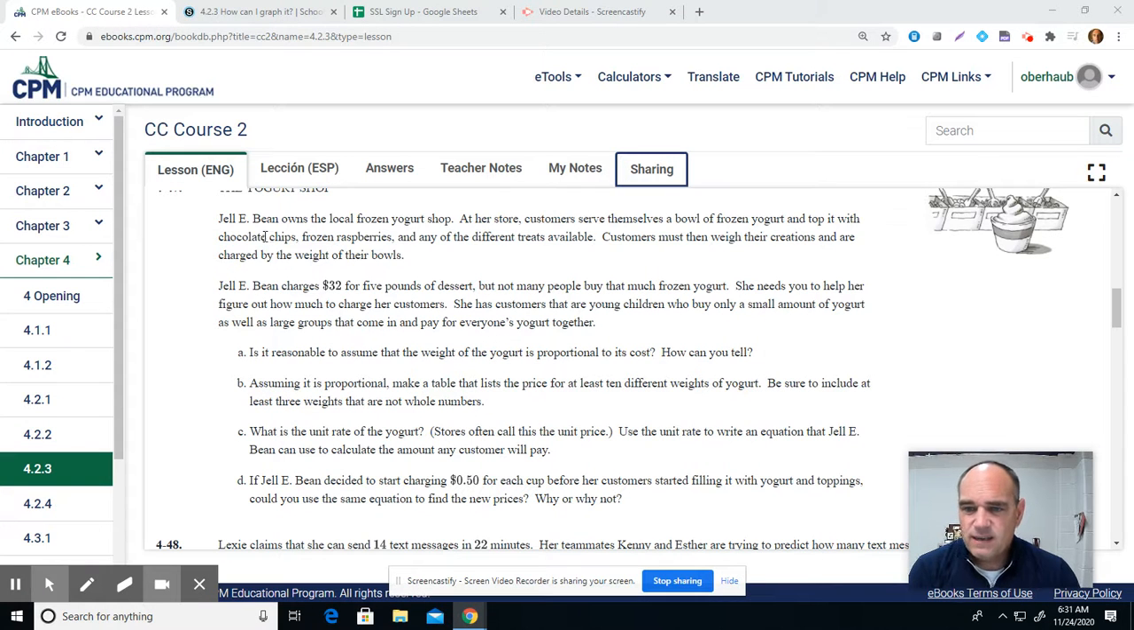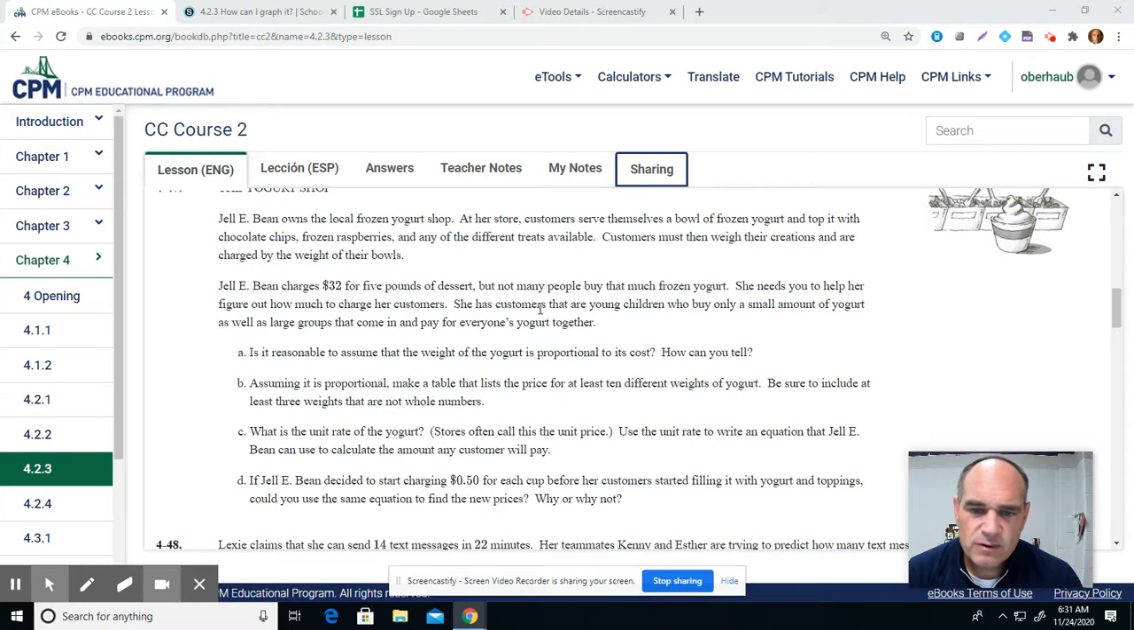Question 47. Jelly Bean, funny name, owns a local frozen yogurt shop. At her store, customers themselves serve a bowl of frozen yogurt and top it with chocolate chips, frozen strawberries, and any other different treats available. Customers must then weigh their creations and are charged by the weight of their bowls. Jelly Bean charges $32 for 5 pounds of dessert, but not many people buy that much frozen dessert. She needs your help to figure out how much to charge her customers.